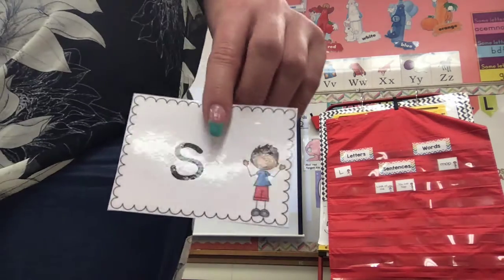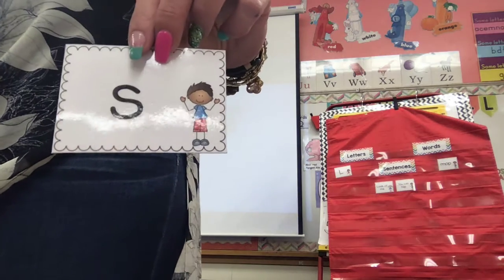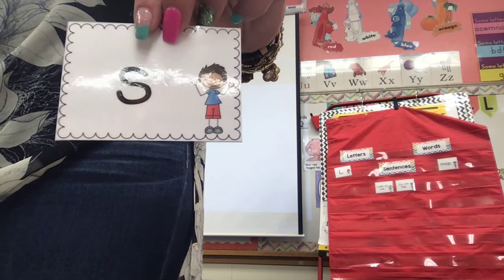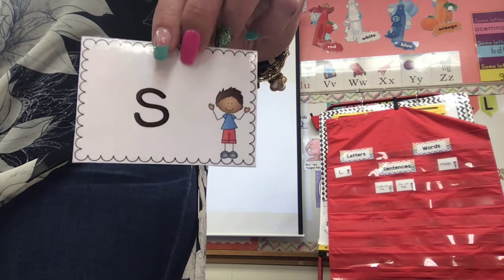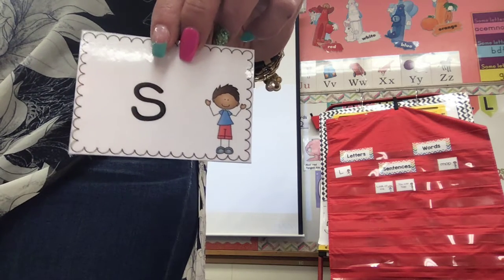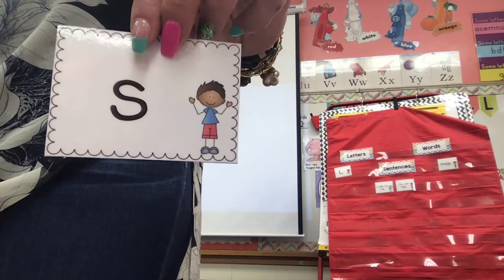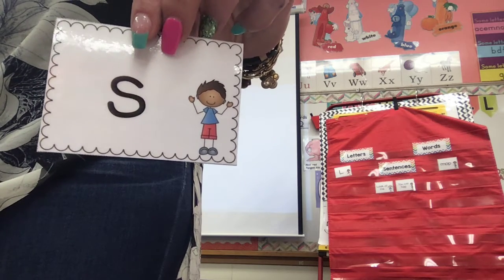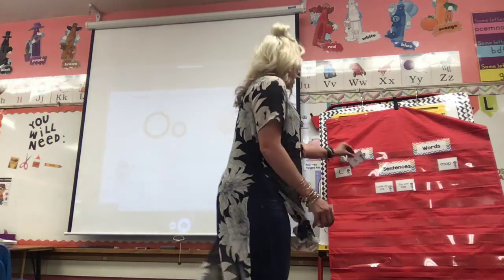Here's Miss Summer's next one. Is it a word? No. Is it a sentence? No, it's just one thing by itself and it's a letter. What letter is this? S. This is the letter S. S is going to sound like S. So it's going to go under letters.